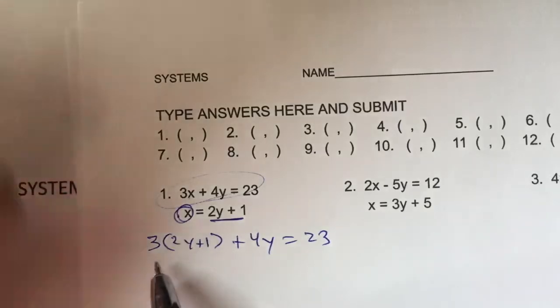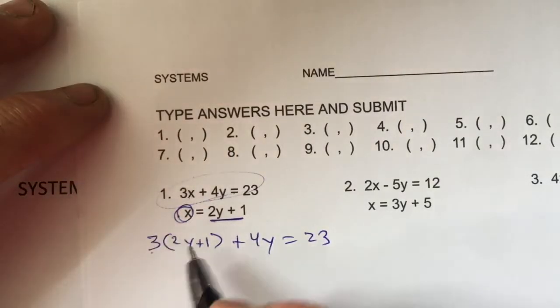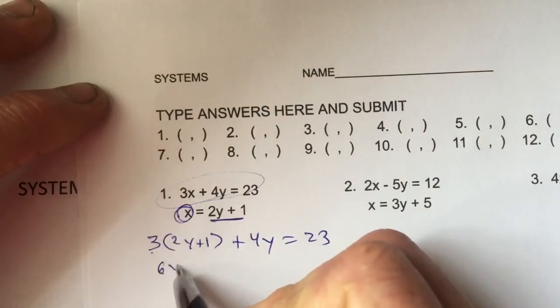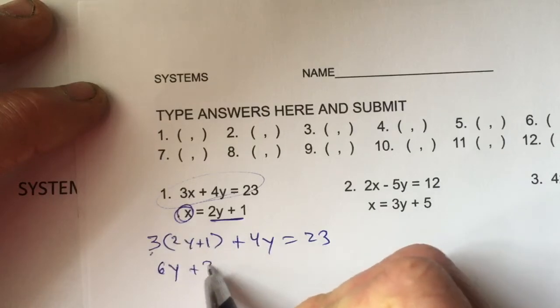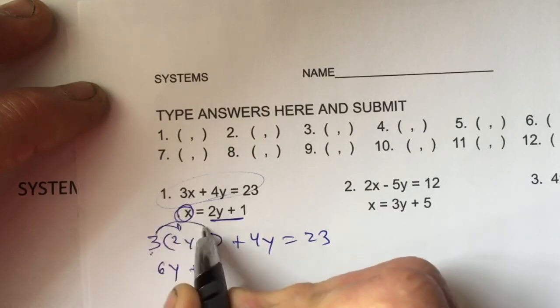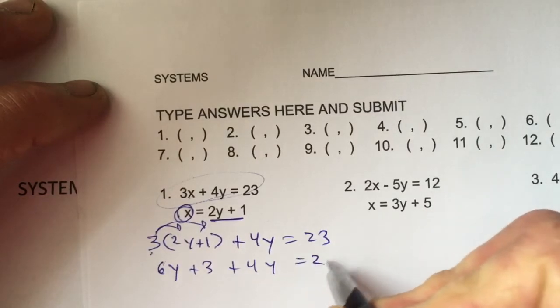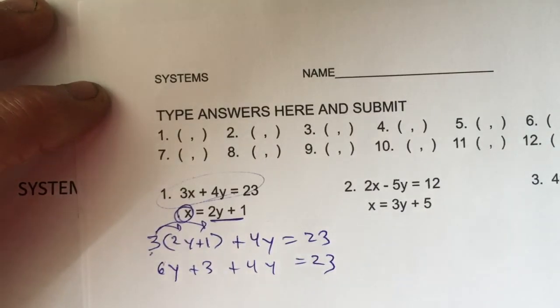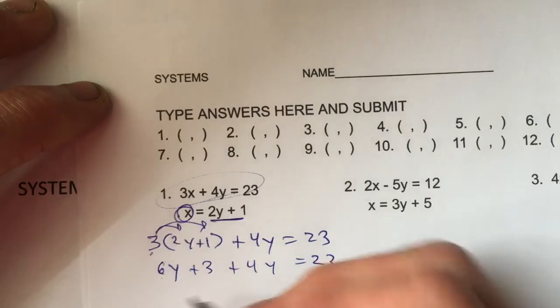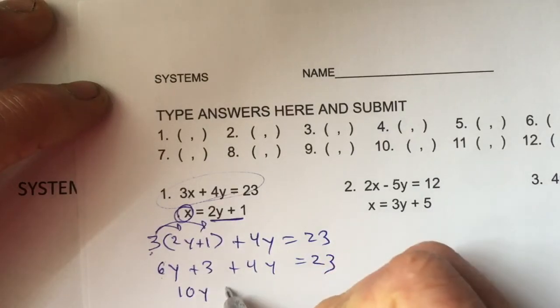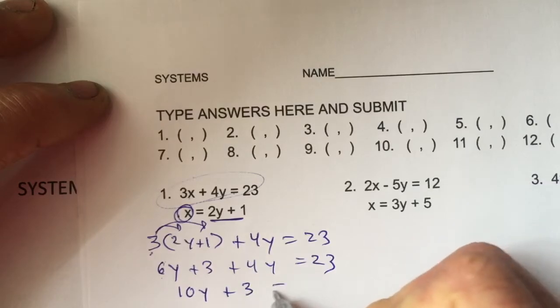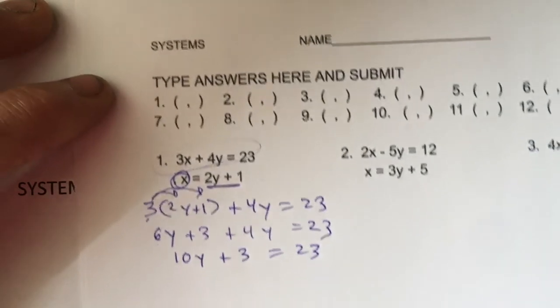Right here, I'm going to distribute. So 3 times 2y is 6y. 3 times 1 would be 3. So there's what I get when I distribute this. I bring the rest of this down, and there you go. Got rid of the parentheses. Now I have like terms right here. 6y plus 4y would be 10y. So that's 10y plus 3 equals 23.